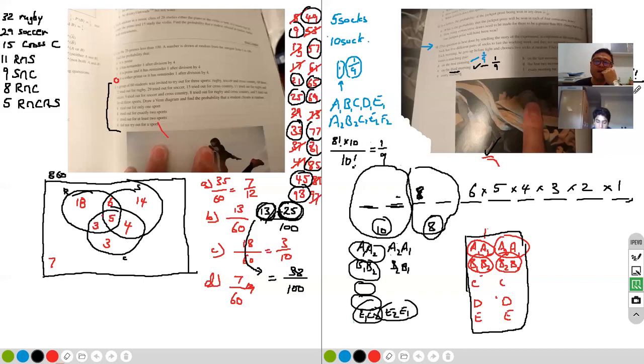So 10 times 8 times 6 factorial, which gives you 1 on 63. So for the first day, you have 10, and then for the second, yeah, that makes sense. Okay.